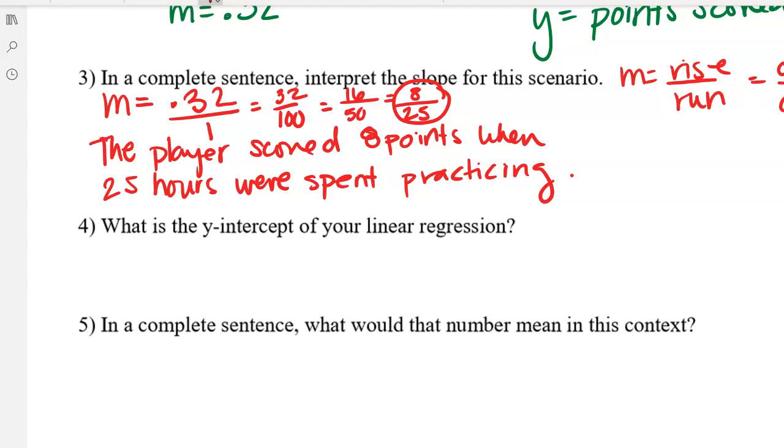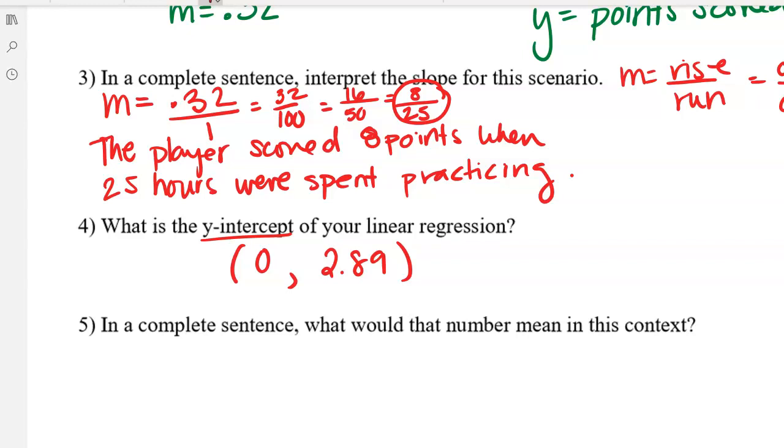Number 4, Kyle, can you help us with number 4, please? What is the y-intercept of your linear regression? Perfect. So Val, from your linear regression, what is the y-intercept? Right, 2.89. So students, y-intercept is when x equals 0. Okay, again, in a complete sentence, what would that number mean in this context? Again, y in this context represents what? Point score. Correct.